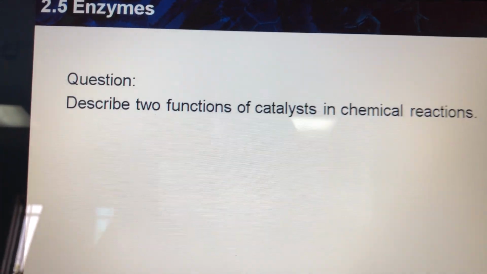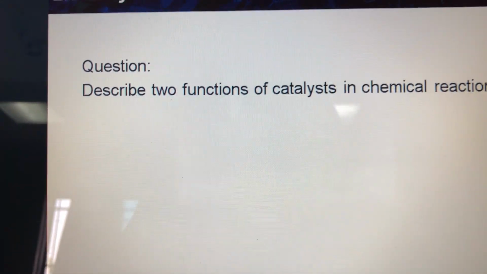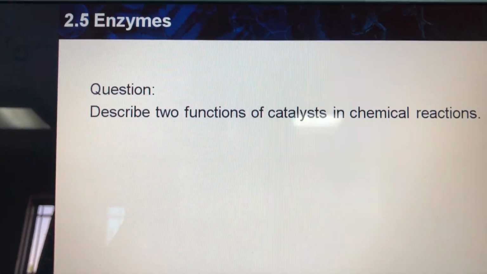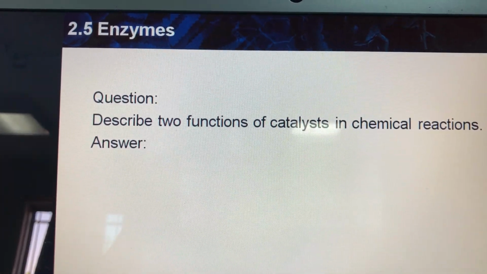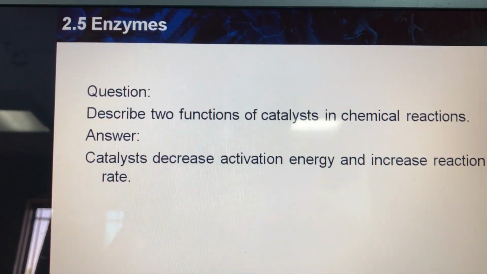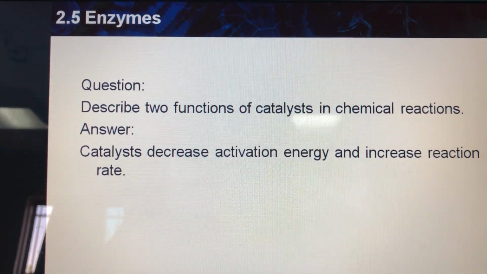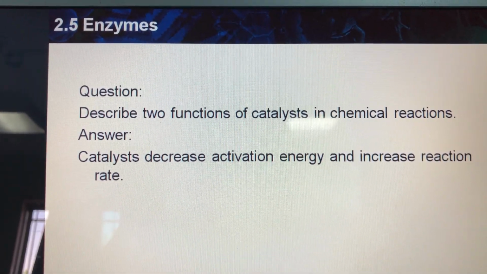So, if you ask this question again, describe two functions of catalysts in chemical reactions, the answer should be catalysts decrease activation energy and increase reaction rate.